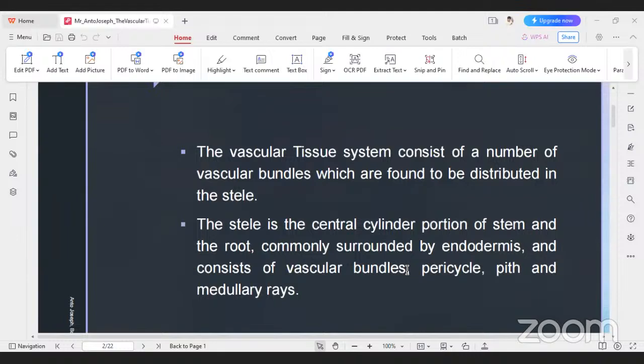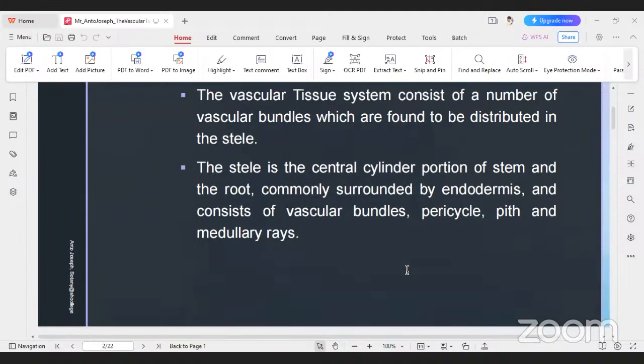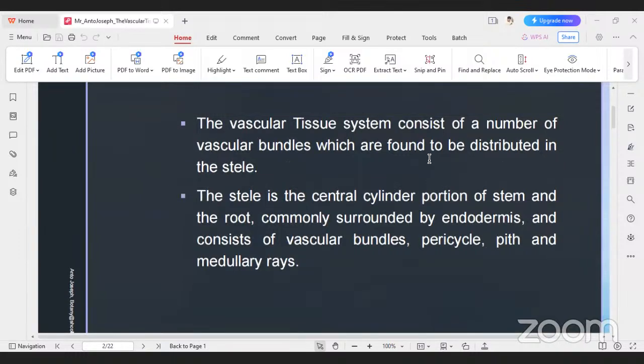Vascular tissue system is also important. Are you able to see the vascular tissue system? Yes, sir. The vascular tissue system is also important for short answers and very easy. The vascular tissue system consists of a number of vascular bundles which are distributed in the stele.